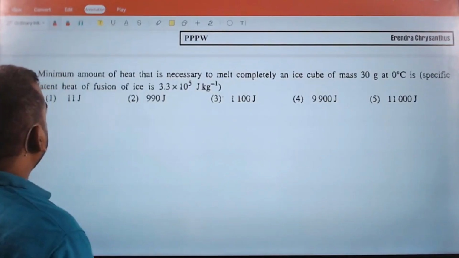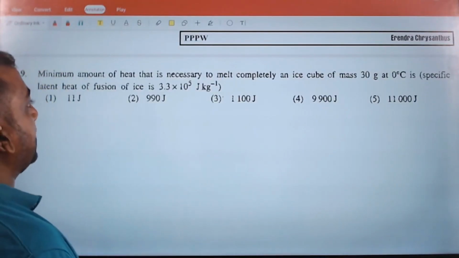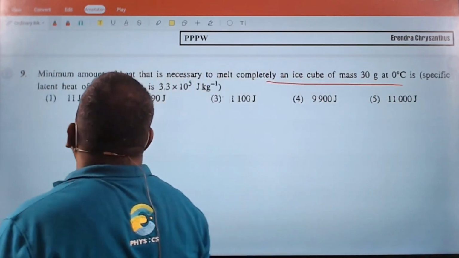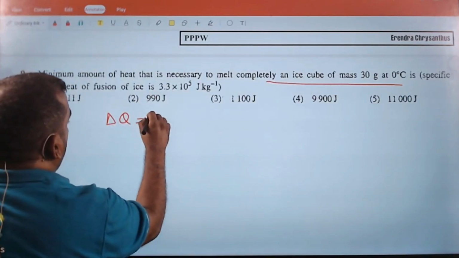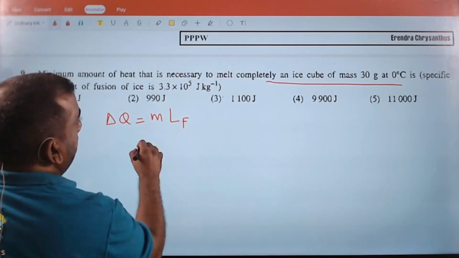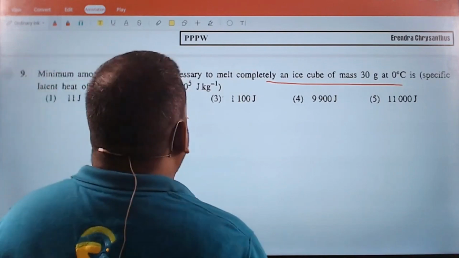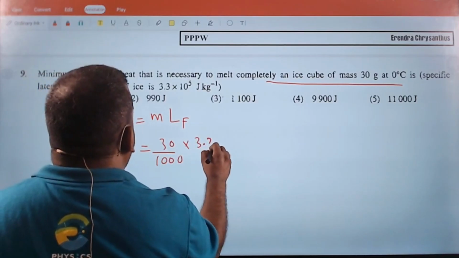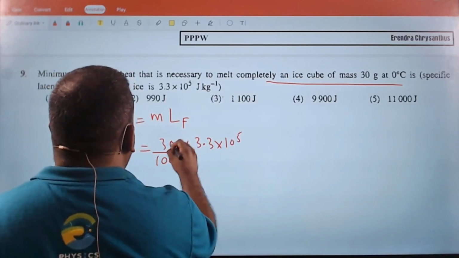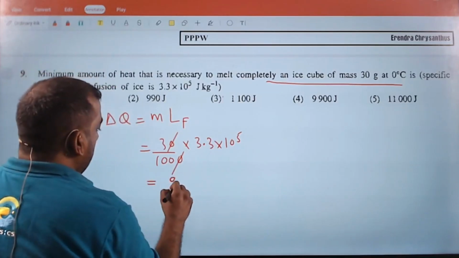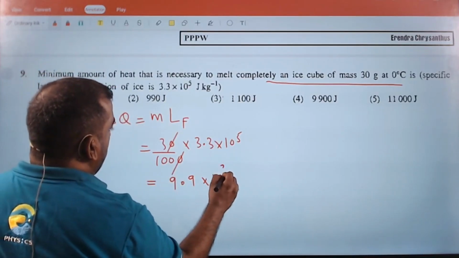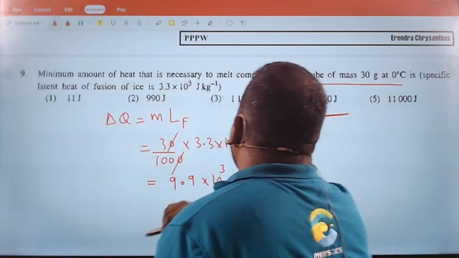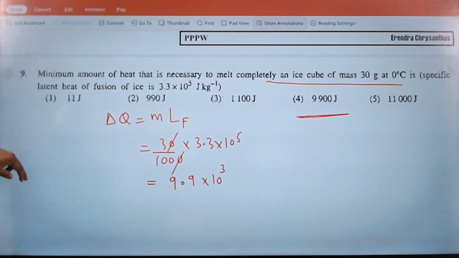MCQ number 9. Minimum amount of heat that is necessary to melt completely an ice cube of mass 30 grams at 0 degrees Celsius. So delta Q is equal to mass times latent heat of fusion. Mass of 30 grams, convert to kilograms. L_f is 3.3 × 10^5. The 10 cancels off. 9.9 × 10^3 joules, that is 9,900 joules. Right.